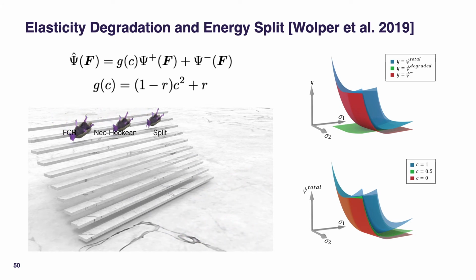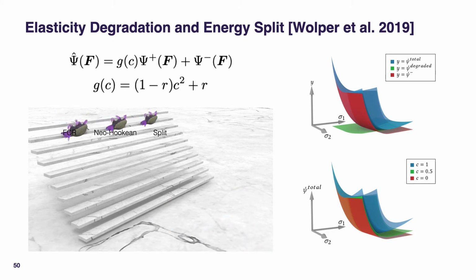Recall that we achieve elasticity degradation by multiplying by a monotonic degradation function, g, that's based on the current damage. The key here for fracture, however, is that we can choose to selectively degrade whatever contribution of the elastic energy that we want to weaken. And intuitively for fracture, this means that we want to selectively degrade the elasticity associated with tensile stress to allow for material separation under tension.